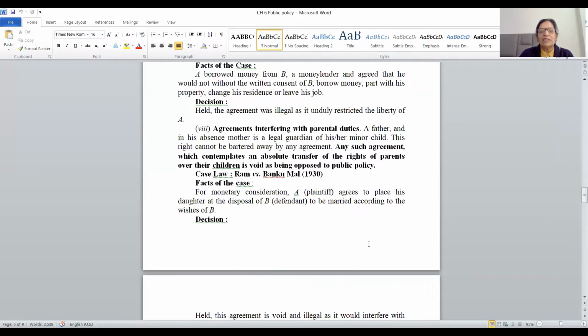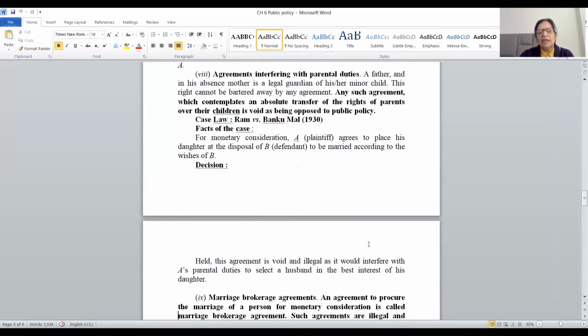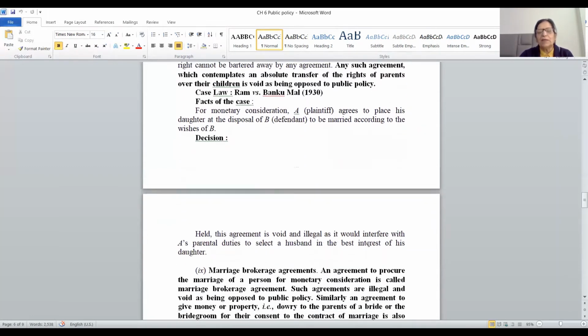The case law here is Ram versus Bankumal. For monetary consideration, A agrees to place his daughter at the disposal of B, to be married according to the wishes of B. The decision given by the court was that this agreement was void and illegal, as it would interfere with A's parental duty to select a husband in the best interest of his daughter.